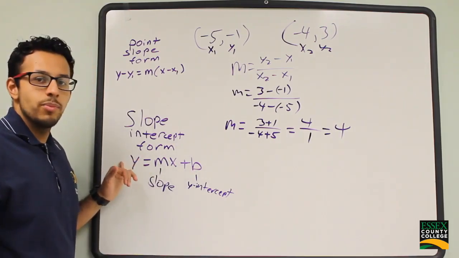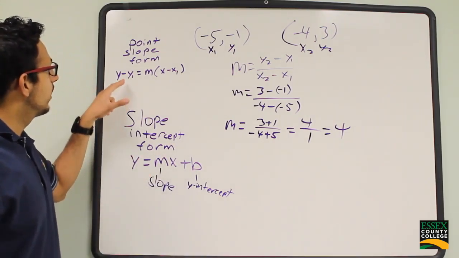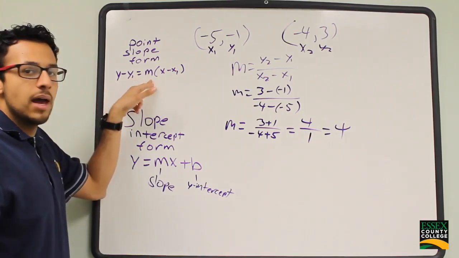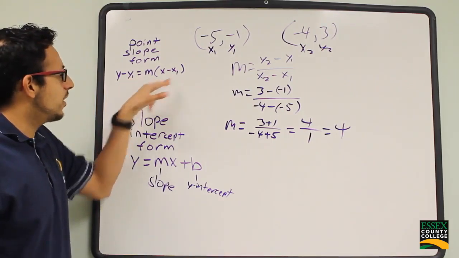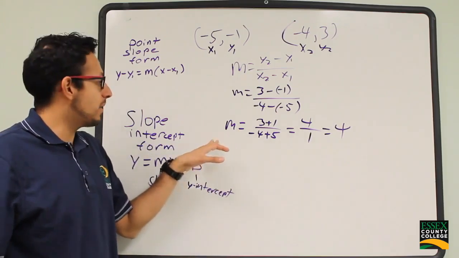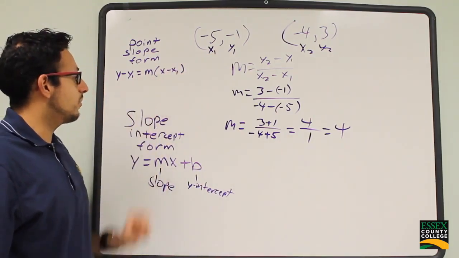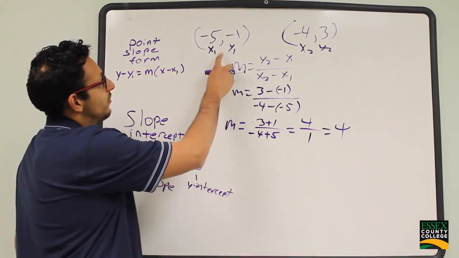So to get to the slope-intercept form, we first have to plug it into the point slope form, which is y minus y1 is equal to m times x minus x1. So now that we have our slope, our m, and we have a point, we can plug a point and the slope into this formula. So we're going to plug in the first point.